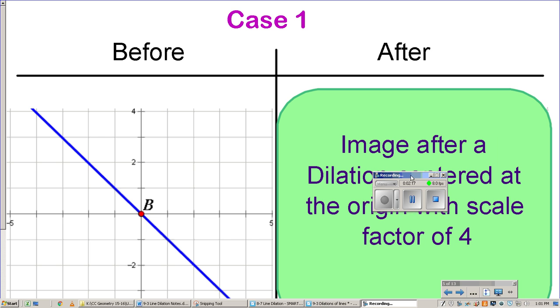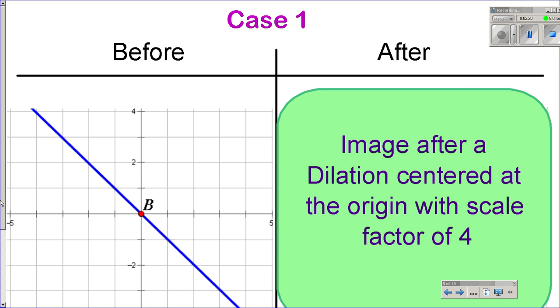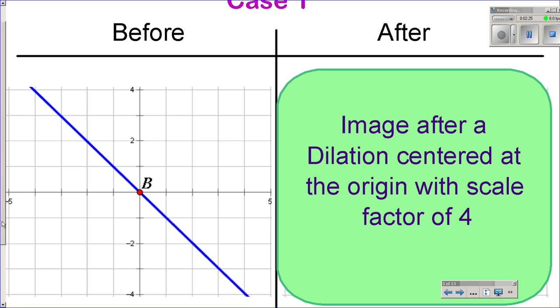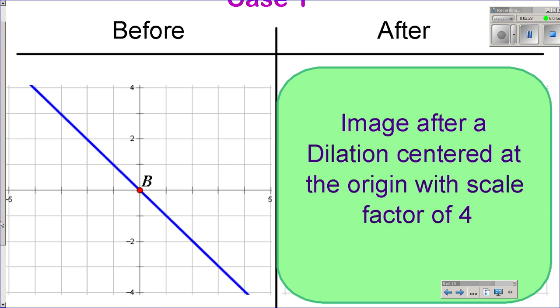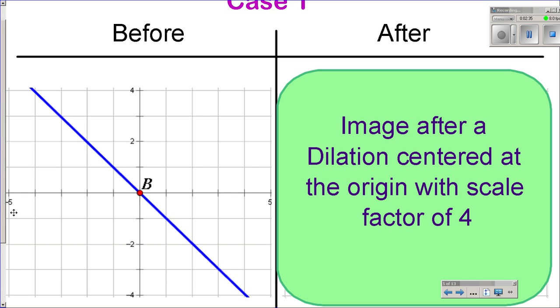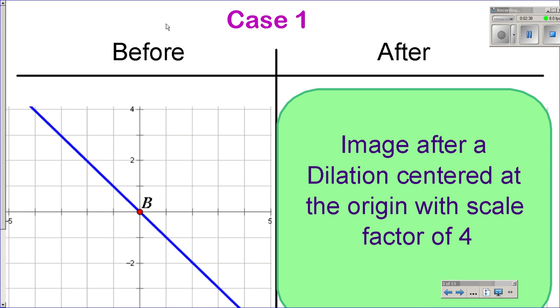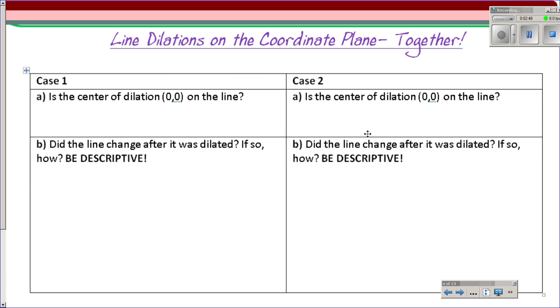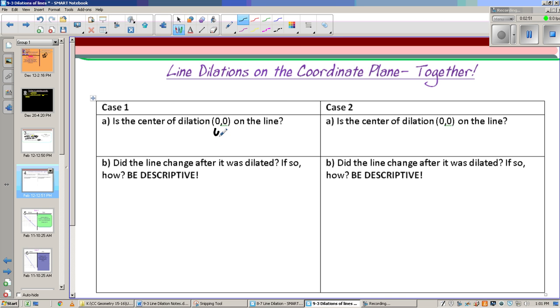When I look at this line, is the center of dilation, which is 0, 0, on the line? The answer for number one would be yes, right? So for case number one, the center of dilation is on the line. The center, C, is 0, 0. Is it on the line? Yes.